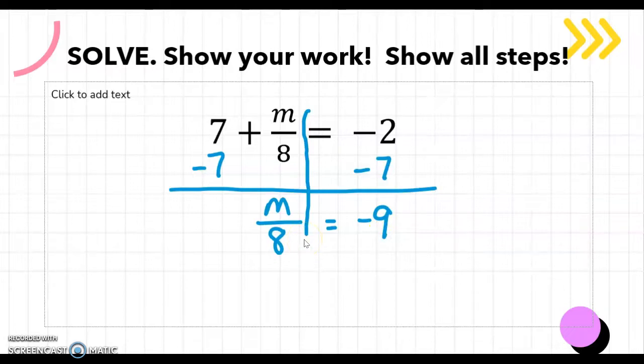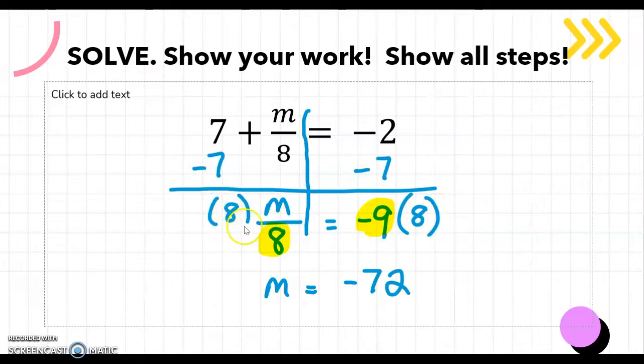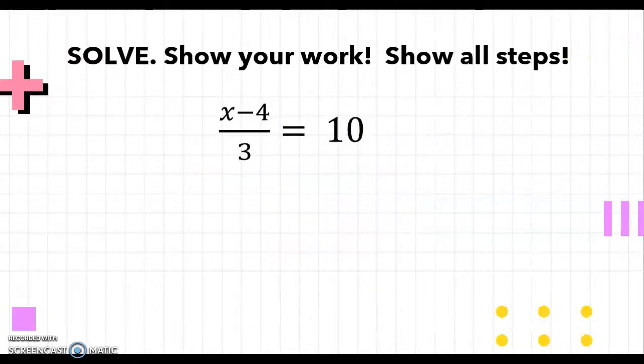Okay, so now I have a basic one-step equation. And to solve this one, I simply just have to multiply negative 9 times 8, and that will give me m, because we're trying to find out what number divided by 8 will give us a negative 9. If you stop to think about it, m is going to equal a negative 72, because we just multiply this 8 to undo the division. Okay, copy this problem down and solve it.